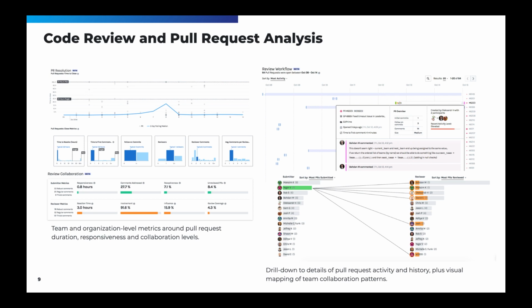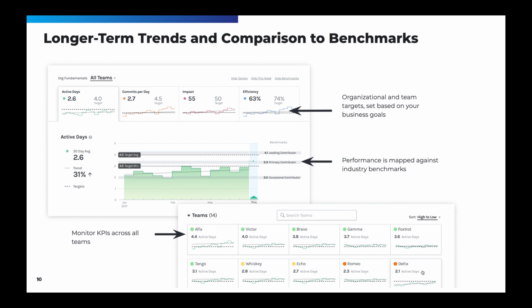This is very low-hanging fruit for process improvement and where most customers begin their success on their flow journey. Our last slide here, before getting into some of the technical detail, is introducing the concept of longer-term trends and the idea of industry benchmarks. What you're looking at here is our code fundamentals. We have a similar set of KPIs for review and submit fundamentals for the pull request.